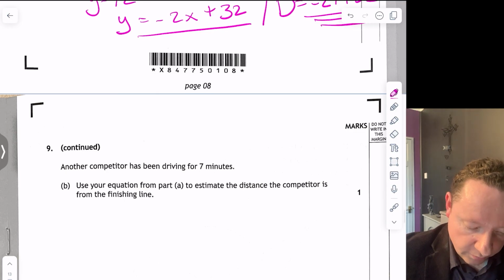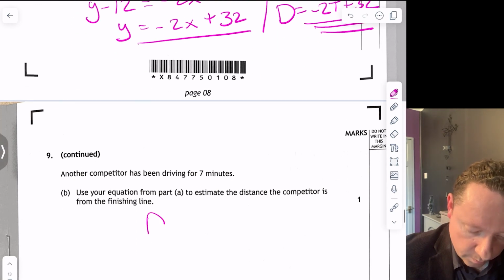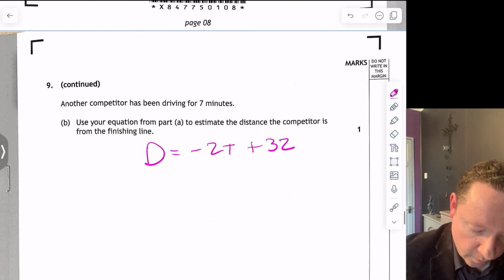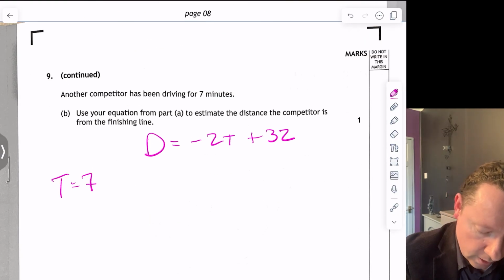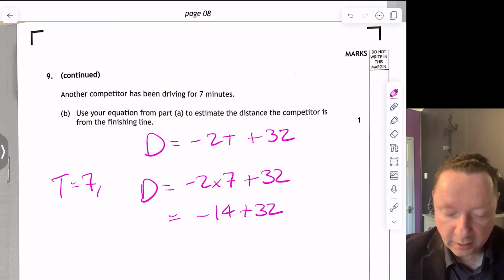Another competitor has been driving for 7 minutes. Use the equation to estimate the distance the competitor is from the finishing line. So I've got D, remember, is minus 2t plus 32, and they're telling me that t equals 7. So that means that D equals minus 2 times 7 plus 32. That's minus 14 plus 32.